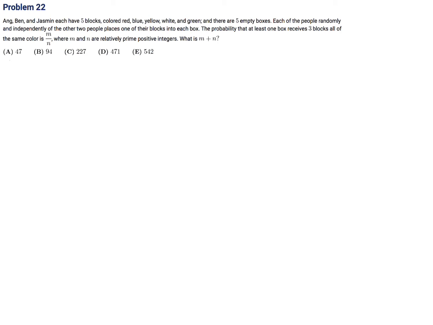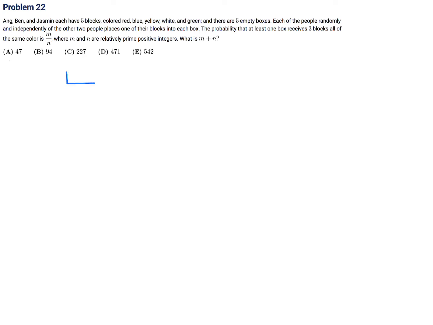Ang, Ben, and Jasmine each have 5 blocks, colored red, blue, yellow, white, and green. There are 5 empty boxes. Each of the 3 people randomly and independently of the other 2 people place one of their blocks into each box. The probability that at least one box receives 3 blocks of all the same color is m over n. What is m plus n?